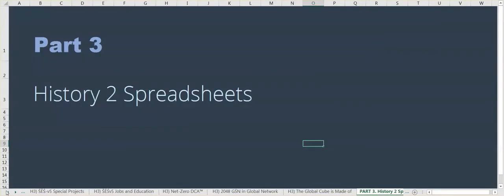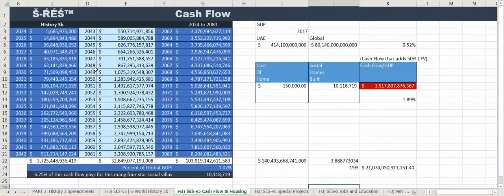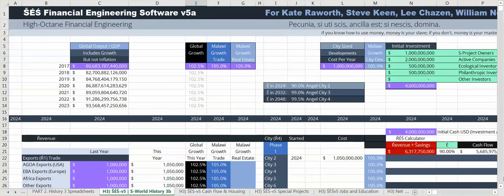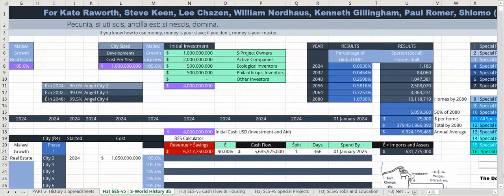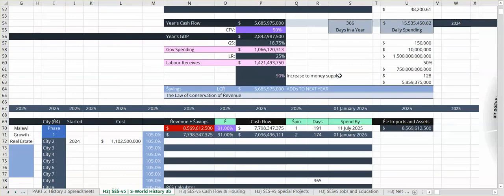Okay, so we talked about this spreadsheet. This is just extrapolating. Actually, I'm going to show it to you now because it's easy to show you. Okay, so this is our, it's called the REST calculator. This is what we're looking at here.